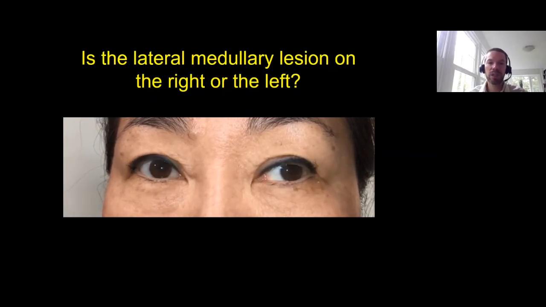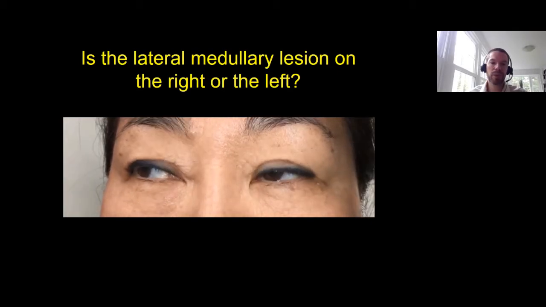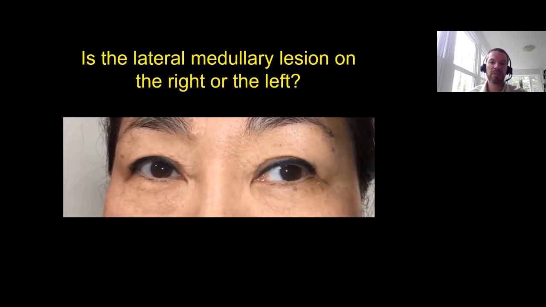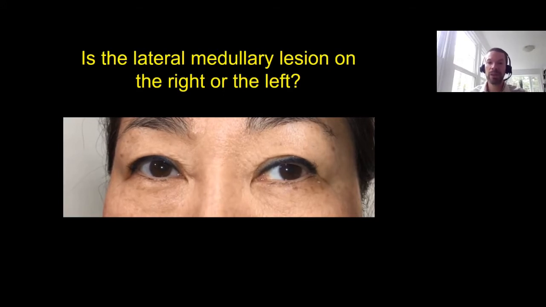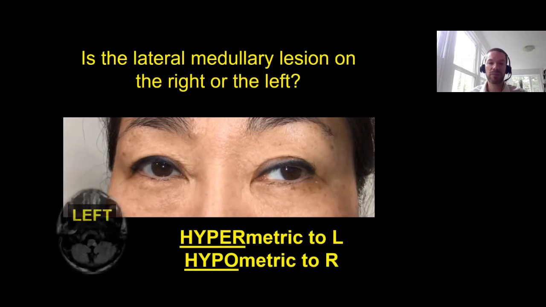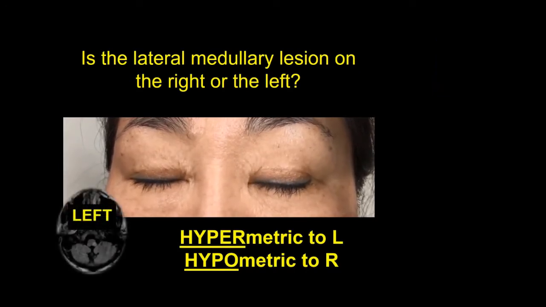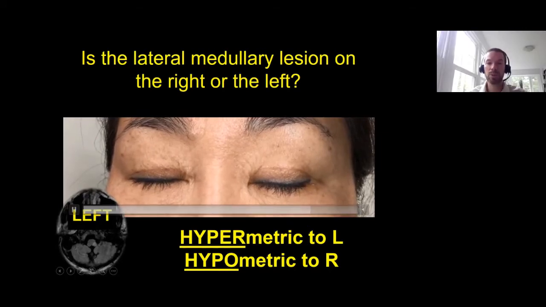So when she's looking to the left, she overshoots. When she looks to the right, she undershoots. That's a hypometric saccade to the right. When she's making a saccade to the left, she goes past the target and has to come back. So it's hypermetric to the left, hypometric to the right. I'm telling you, this is a lateral medullary syndrome, so this has to be on the left side. Highly localizing.